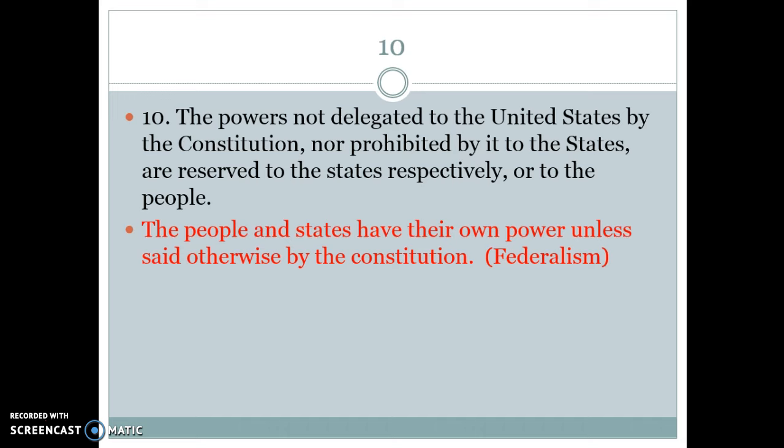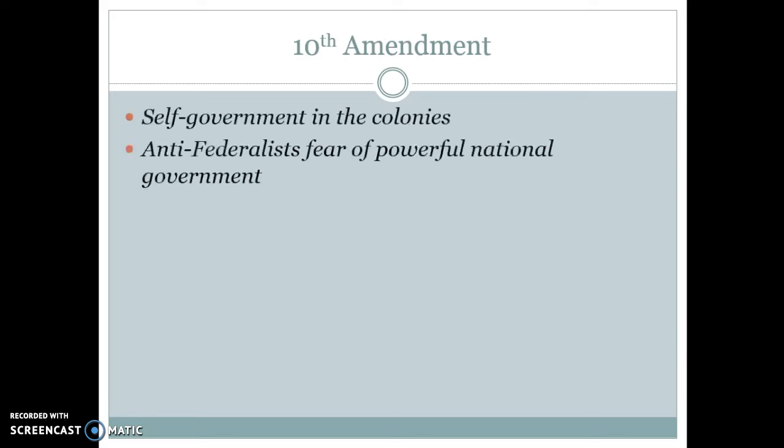And finally, the 10th Amendment, this is the clear federalism amendment. It says that states have their own power. They have powers reserved to them unless it's otherwise stated by the Constitution. So this clearly says that, yes, we know we gave the United States government some powers, but the states have their own powers as well. This is the federalism amendment. And the historical foundation for that is self-government in the colonies and the anti-federalist fear of a powerful national government, which got the Bill of Rights added in the first place.